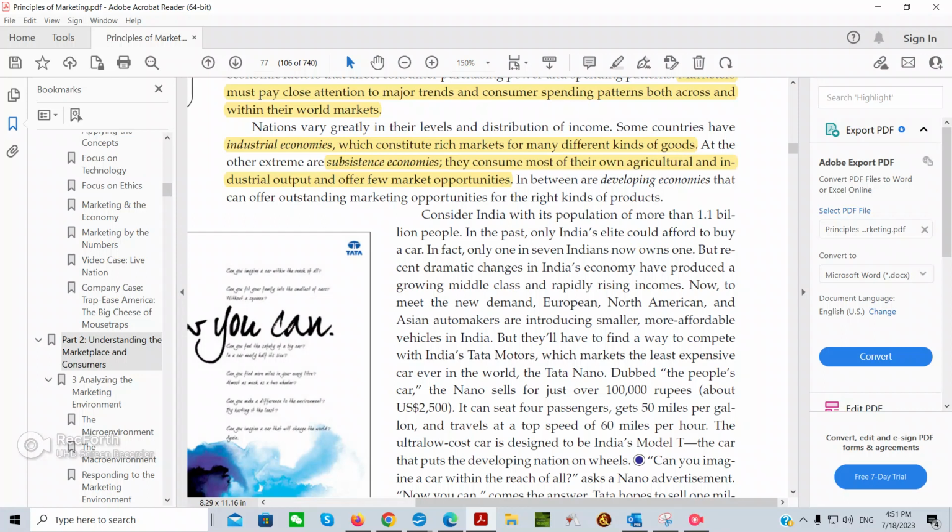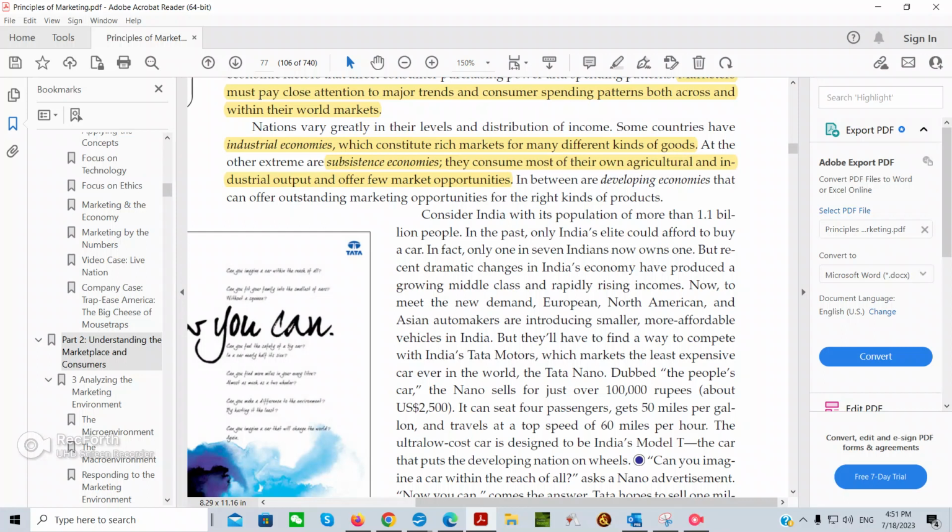Consider India, with a population of more than 1.1 billion people. In the past, only India's elite could afford to buy a car. In fact, only 1 in 7 Indians now owns one. Of course, that's as of 2012, so that statistic should be a little out of date, but that was probably accurate as of 2012. It's probably double that now, if I were to guess.